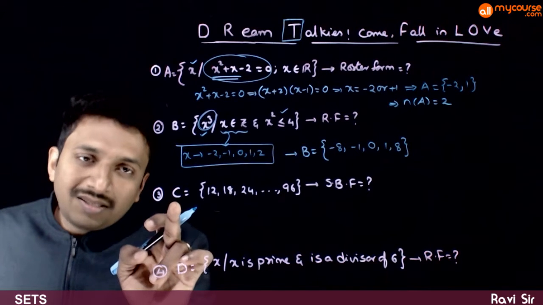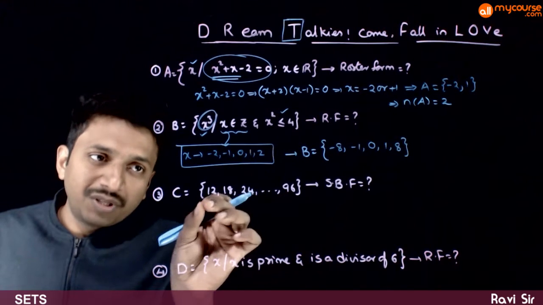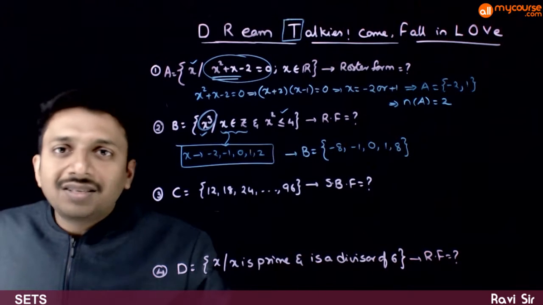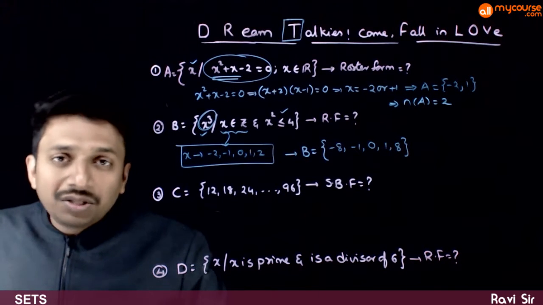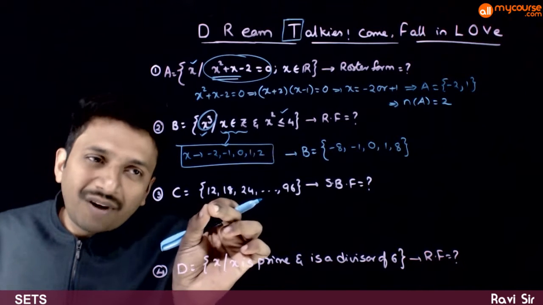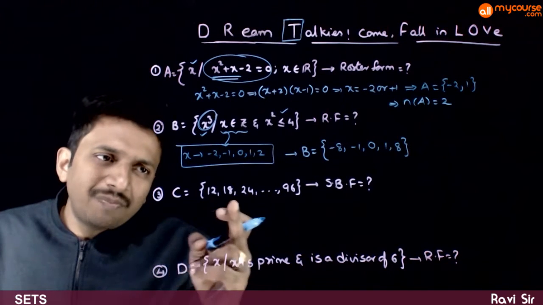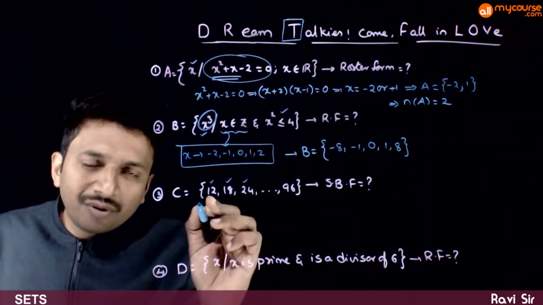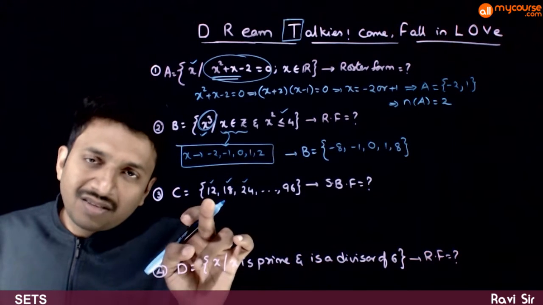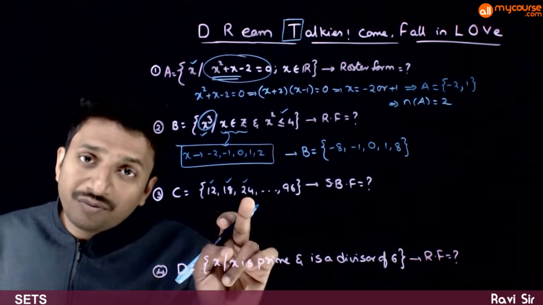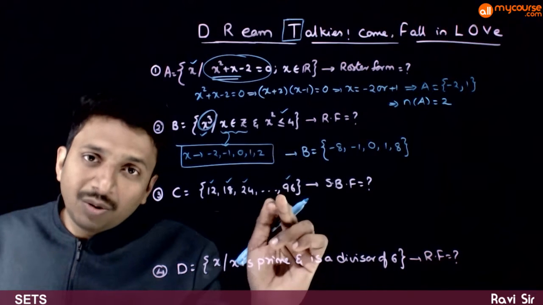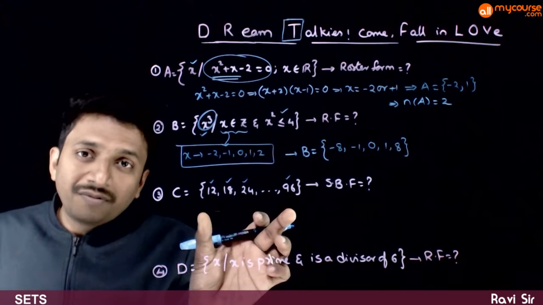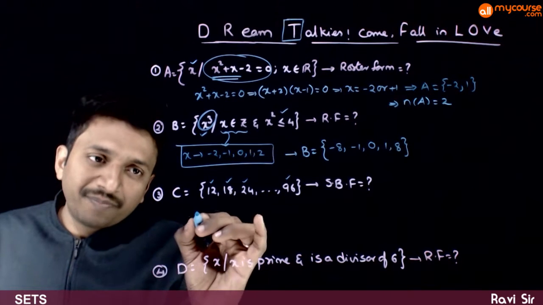Now, C is a set which is given in roster form: 12, 18, 24, and so on up to 96. What is the set builder form for this? To understand the set builder form, you need to find the pattern here. What is the pattern that you observe? As you can see, 12, 18, 24 are multiples of 6. 6 into 2, 6 into 3, 6 into 4, and so on up to 6 into 16. So what is the set builder form for this? I'll make use of that property.